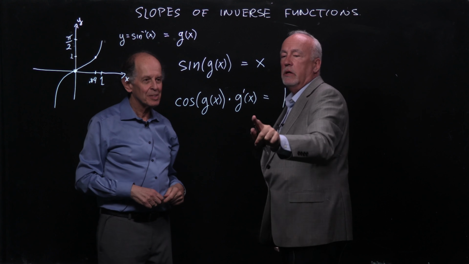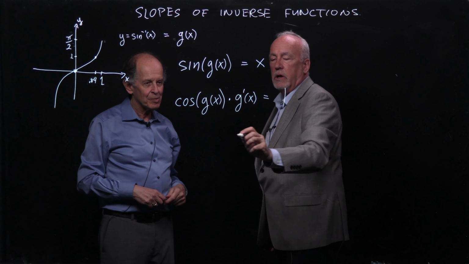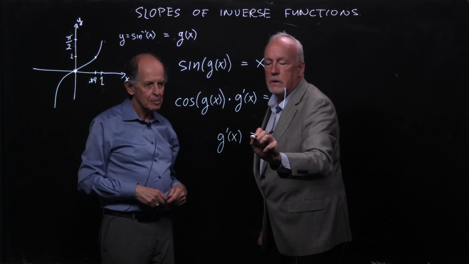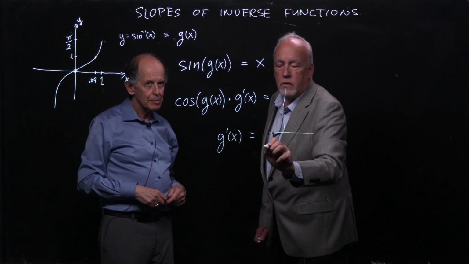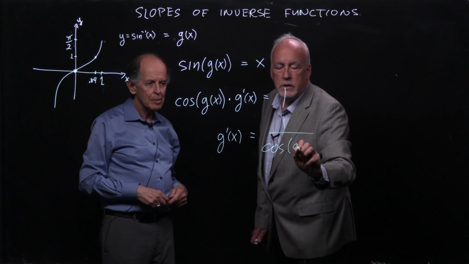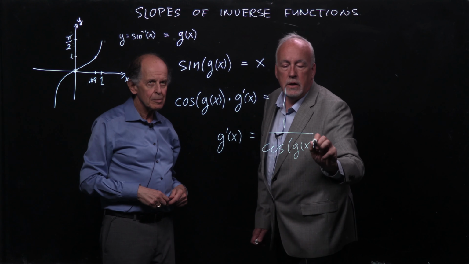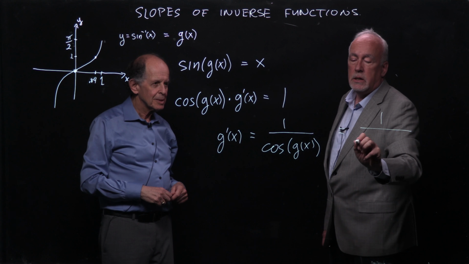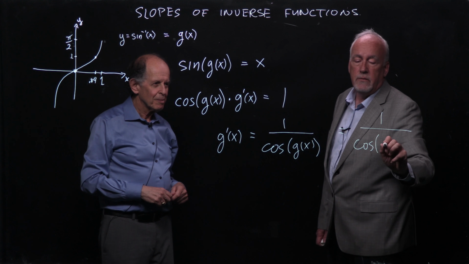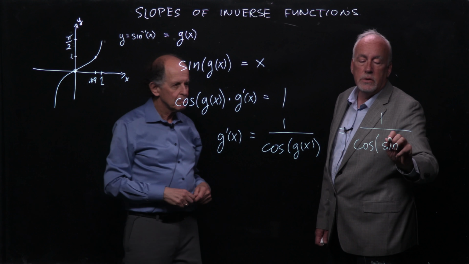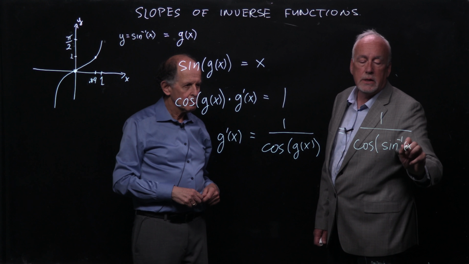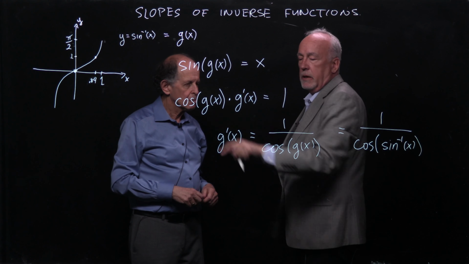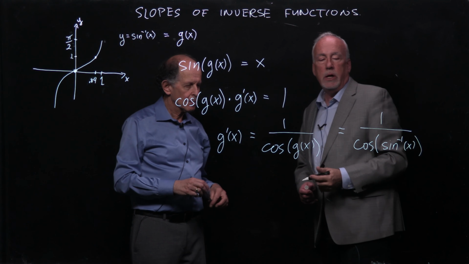Here's g. Here's g prime. If I move this over there, I've got a formula for g prime. This is equal to 1 over cosine of g of x. And if you like, this is 100% correct, but 100% not very useful. This is the cosine of sine inverse of x. So here's my sine inverse function, way back there. This is the formula for g prime.